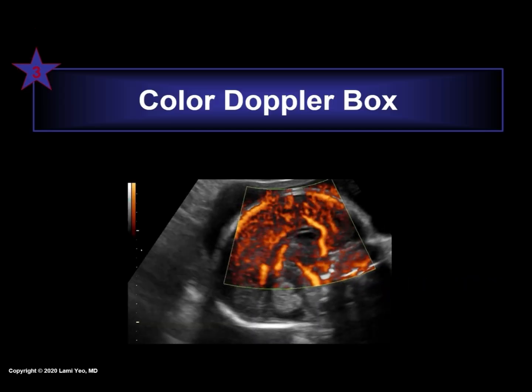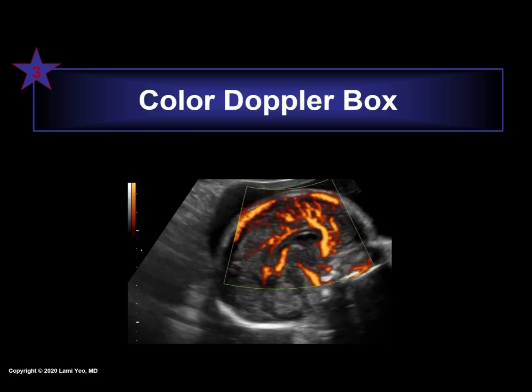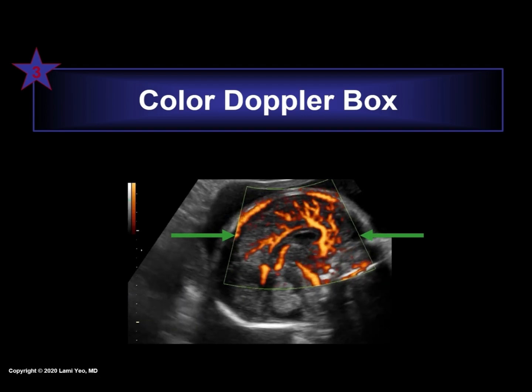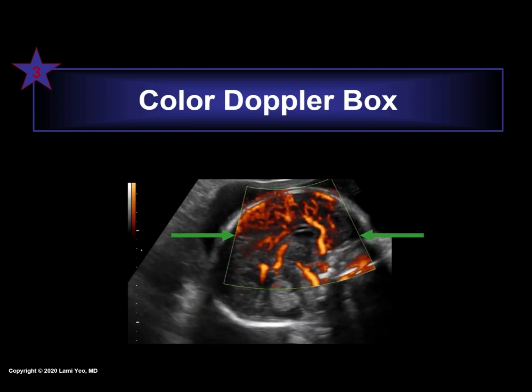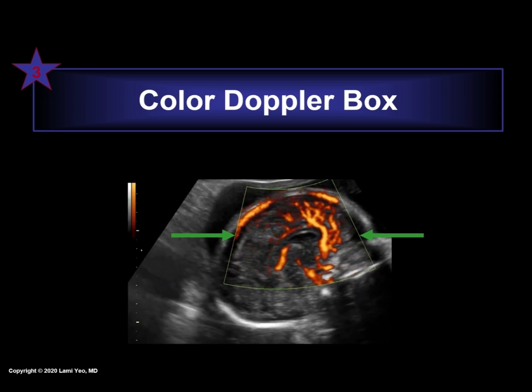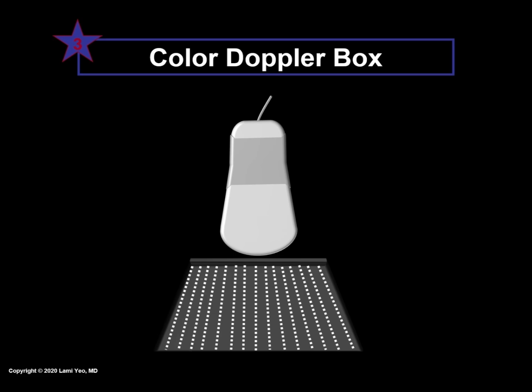The next subject is the color Doppler box. This box marks the area of interest within the ultrasound image where color Doppler signals are applied. Here, power Doppler of the fetal brain is being shown. The color Doppler information is superimposed over the grayscale image as thousands of color pixels.